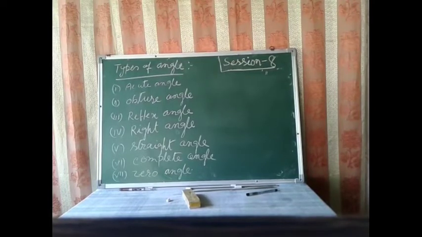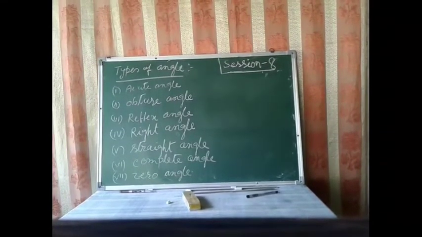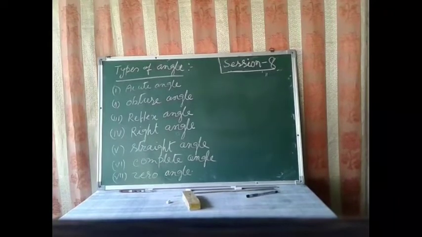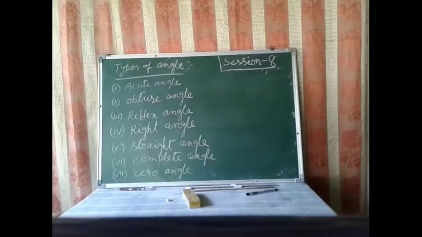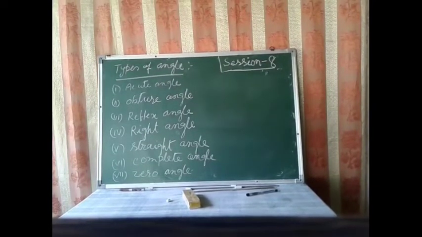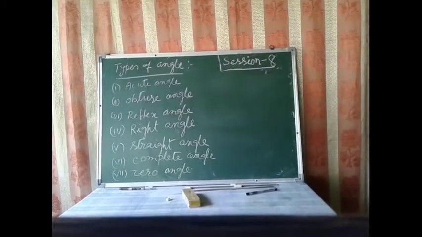Now right angle. An angle of measure 90 degrees is called a right angle. When an angle measures 90 degrees, then the two rays forming the angle are perpendicular to each other. Now straight angle. An angle of measure 180 degrees is called a straight angle. Two right angles make one straight angle.